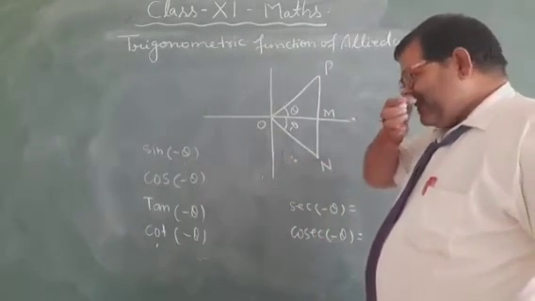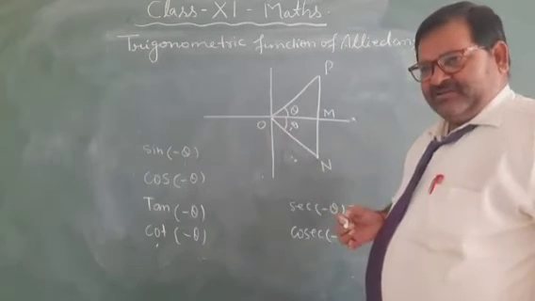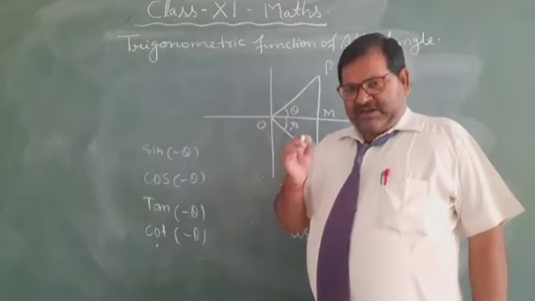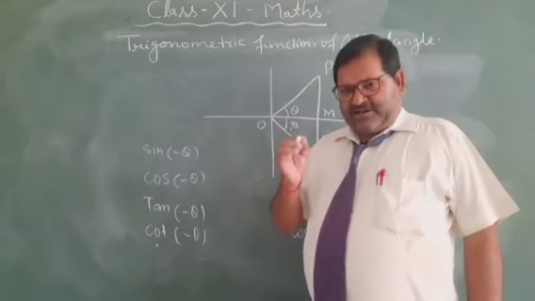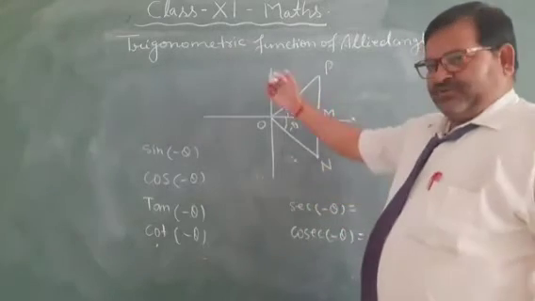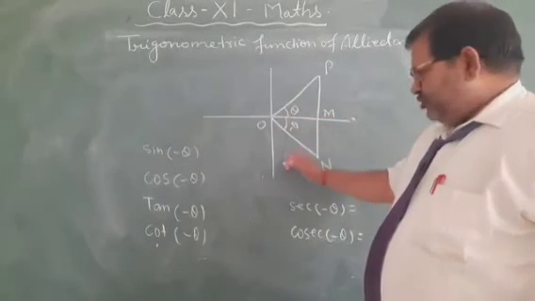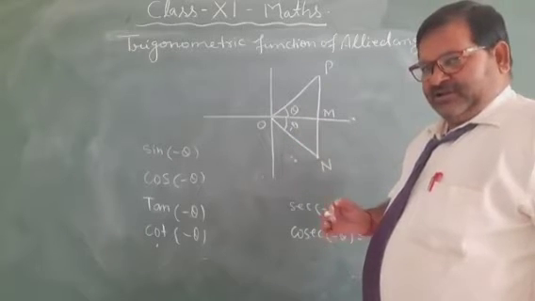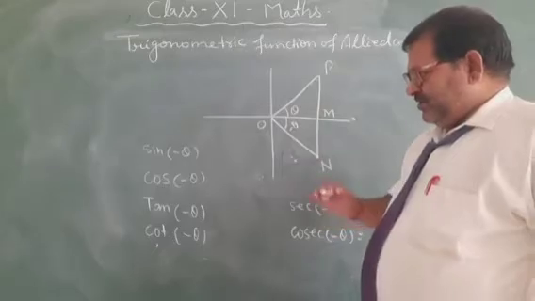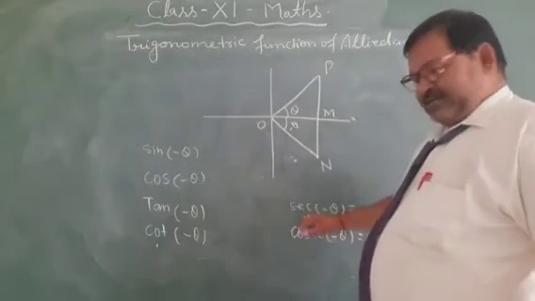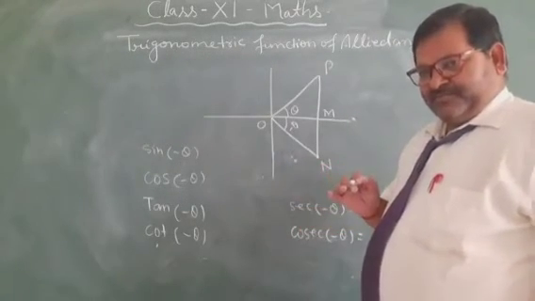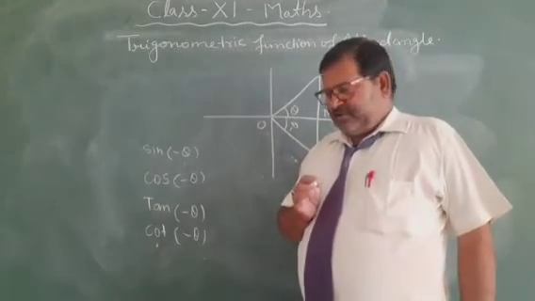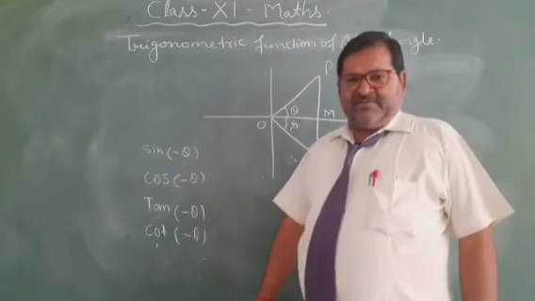The sign convention of all the trigonometric ratios in their coordinate system. So in the fourth quadrant, cos and sec be only positive, and the rest are negative.